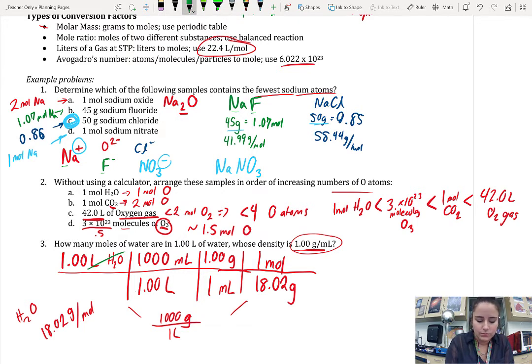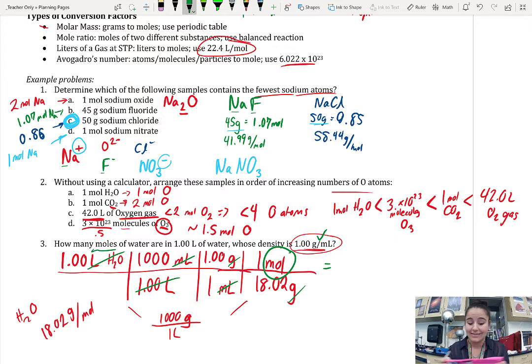1 liter of water is 1,000 milliliters. Okay, 1 liter, 1,000 milliliters, that is true. Milliliter and milliliter cancel out. 1 milliliter is 1 gram. Yes, that is true. That cancels out. And then 18.02 grams is 1 mole. So we're good to go there. The units that we're left with is moles, which is good because that's what we were looking for.